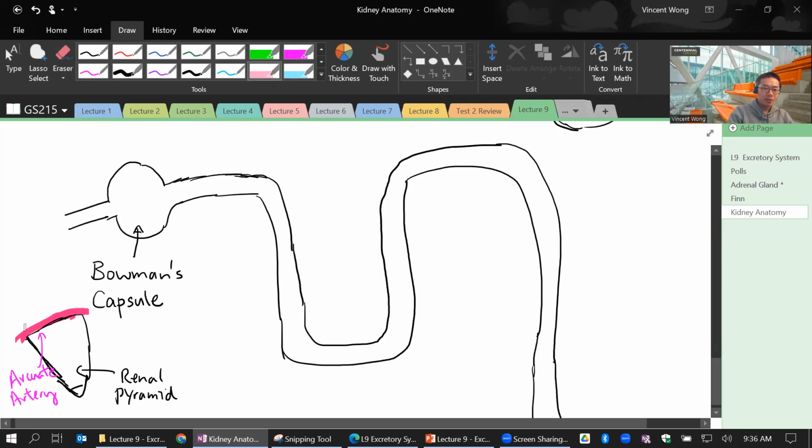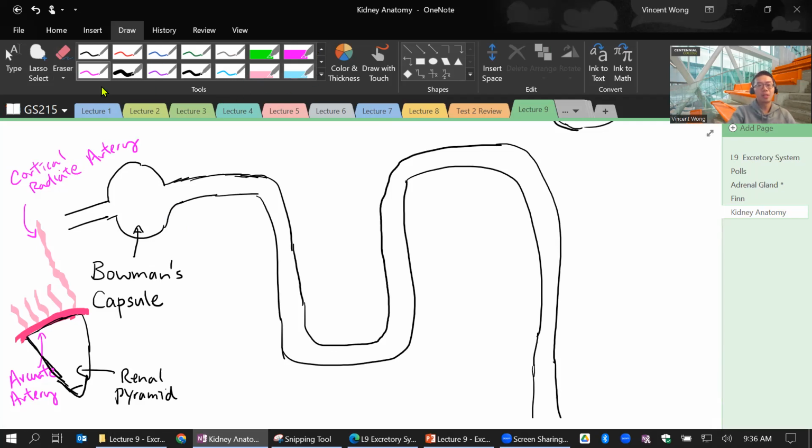And then you have these little crazy hairs, right? I keep on calling them. Okay, I'm just going to draw one that's really, really big, really long. And that is the cortical radiate artery. And I said it's going to branch a couple more times, but then I didn't tell you what it was, right? So here we go.